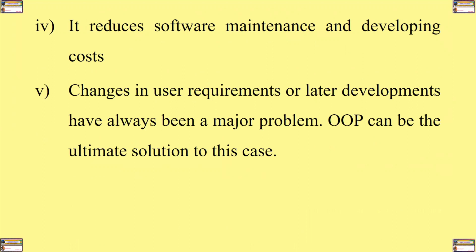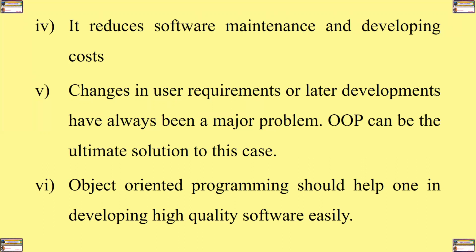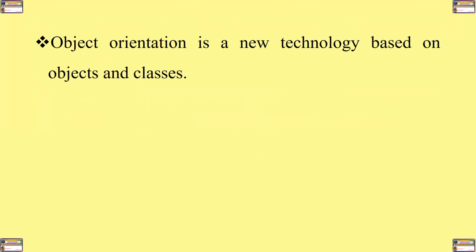Number five, changes in user requirements or later developments have always been a major problem, and therefore, object-oriented programming can be of ultimate importance because it is the ultimate solution to this problem. Number six, object-oriented programming should help one in developing high-quality software easily. Object orientation is a new technology based on objects and classes.